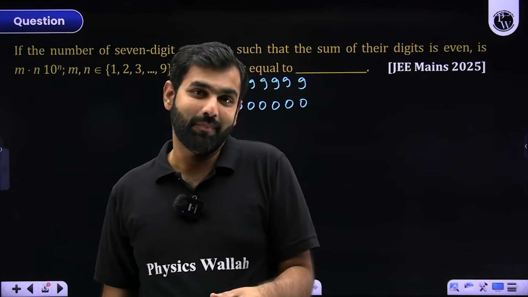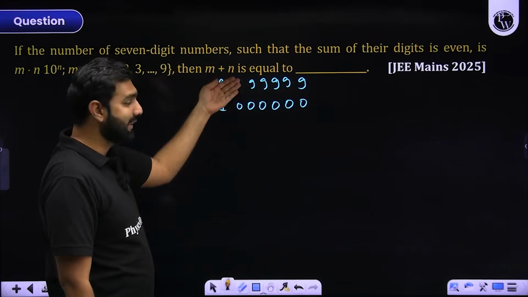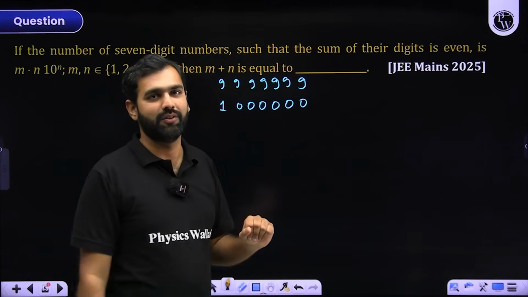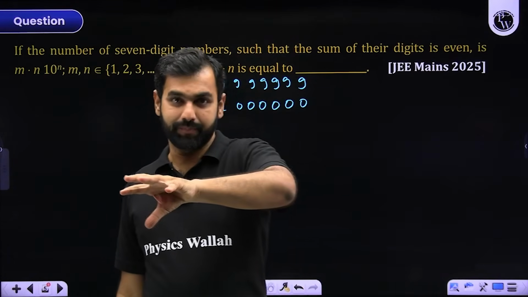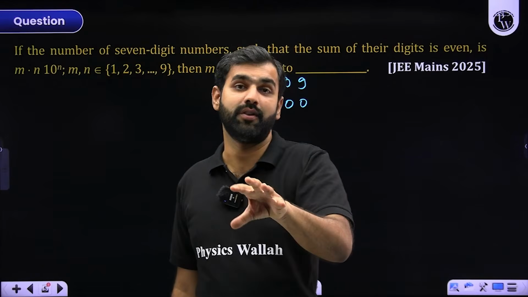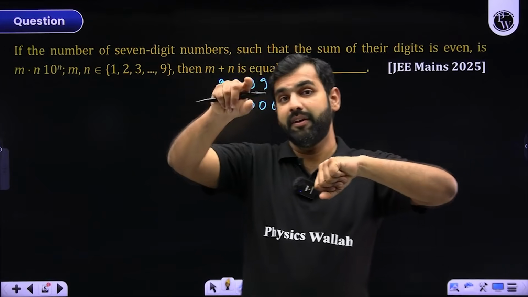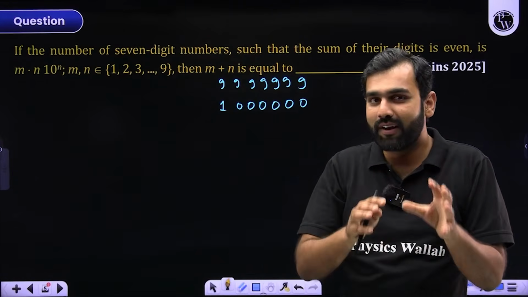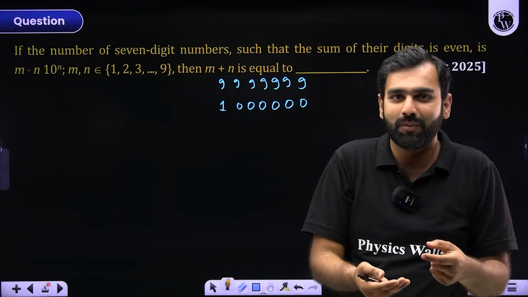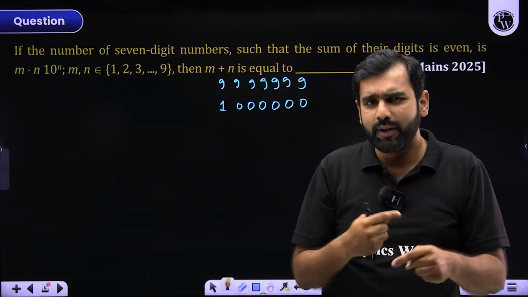So in very simple language, they are asking us to calculate half of the numbers here, because half of the 7-digit numbers will give me the sum of digits as even, and half of the 7-digit numbers will give me the sum of the digits as odd. So are you realizing I simply need to calculate half of the numbers? How easy this question is. Did you understand the approach?